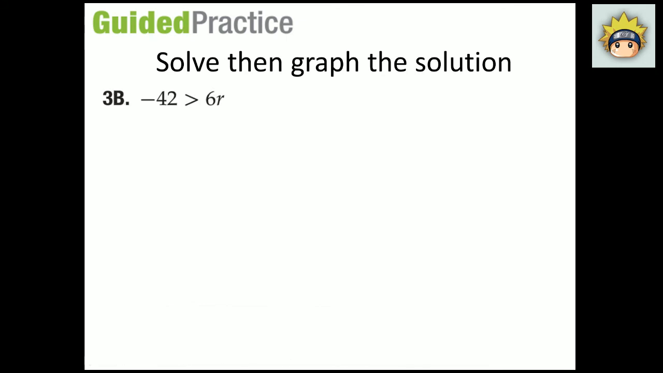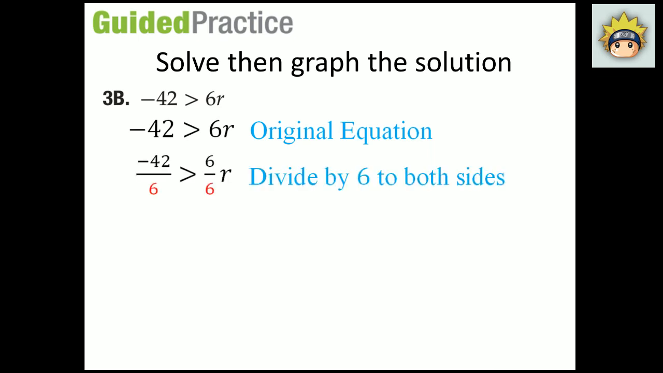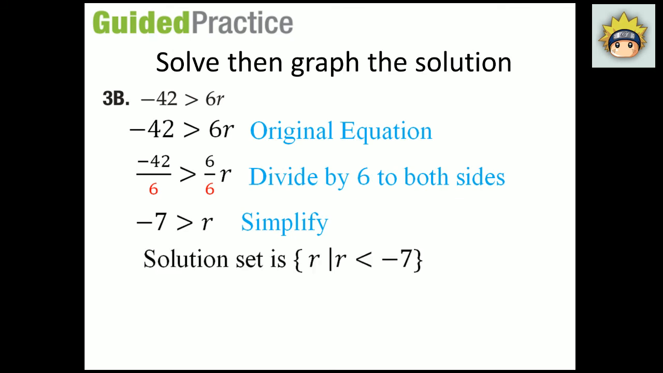3B, negative 42 is greater than 6r. Okay, negative 42 is greater than 6r. Divide by 6 to both sides. Negative 7 is greater than any value of r. I just divide 6 to both sides because I'm trying to get r alone. I do not flip the inequality sign because I just divide it by a positive value. Okay, my solution set here is r is less than any value of negative 7.